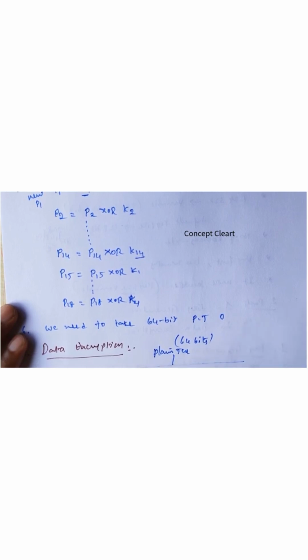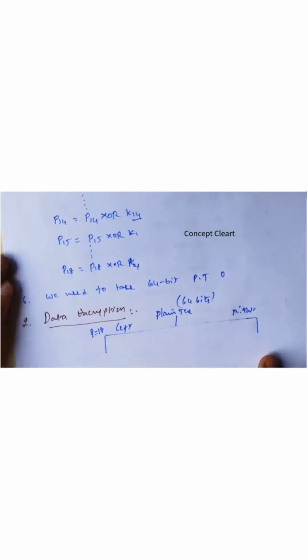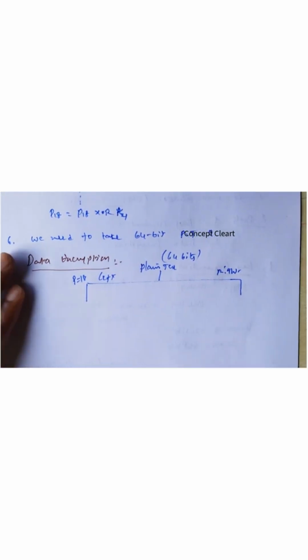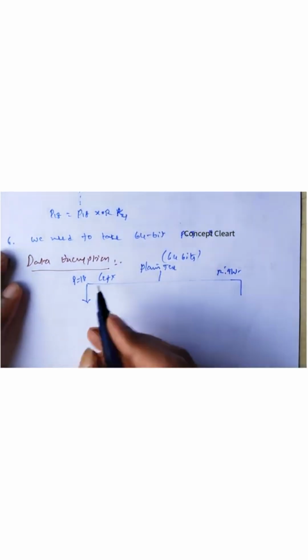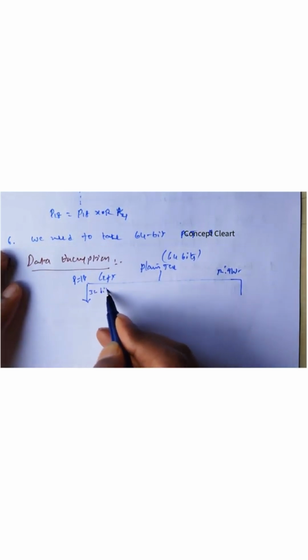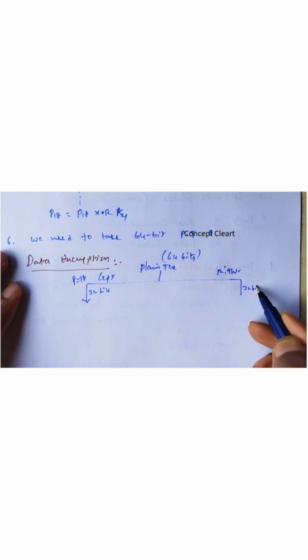The plain text is divided into two parts. This is the left part, and this is the right part. Left side part and right side part. Here 64 bits will be divided into 32 bits, and this is also 32 bits.